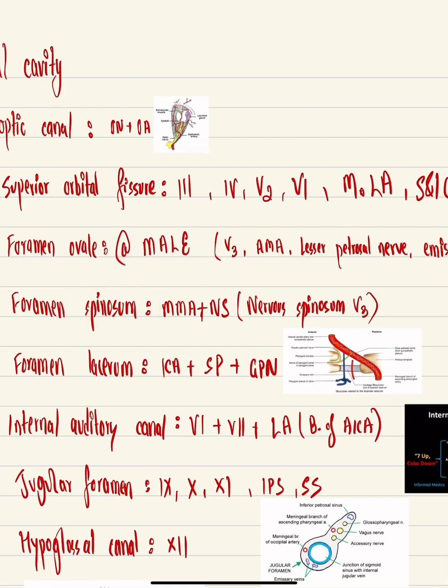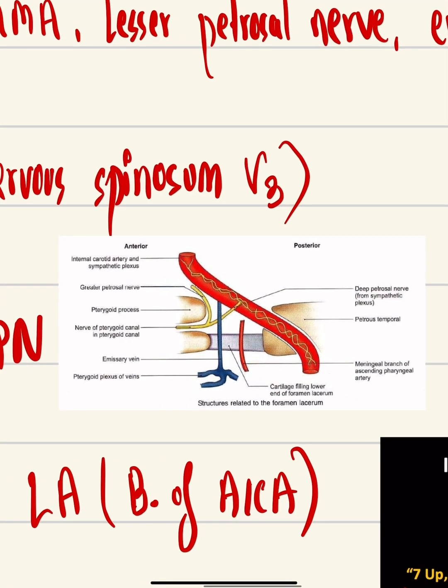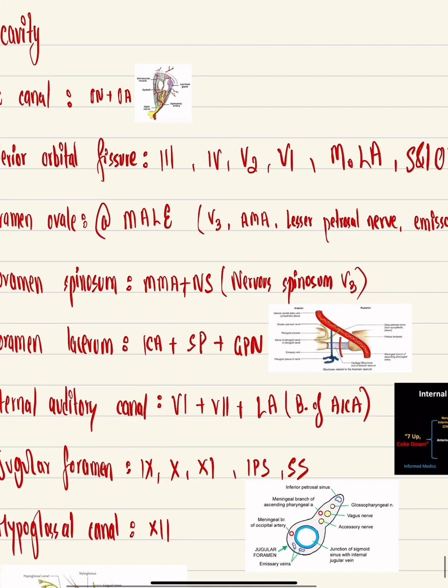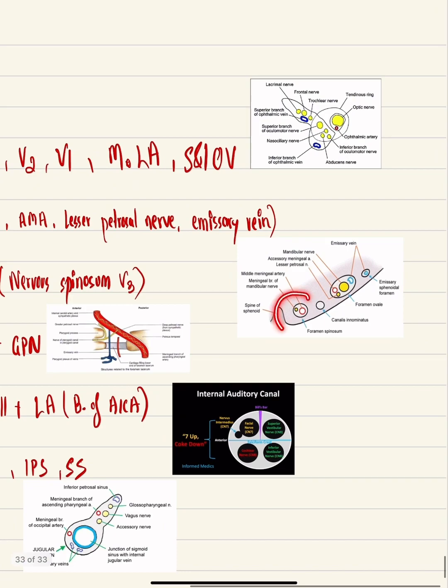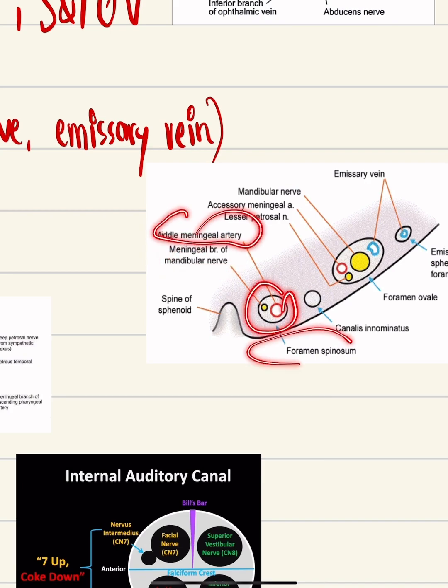Then we have foramen spinosum. Its content is the meningeal artery and the nervus spinosum or V3. It is also called the mandibular nerve. The main content is, this is our foramen spinosum. It is our foramen spinosum with the meningeal branch of the mandibular nerve and the middle meningeal artery, foramen spinosum.